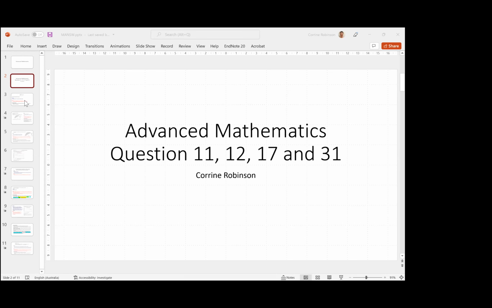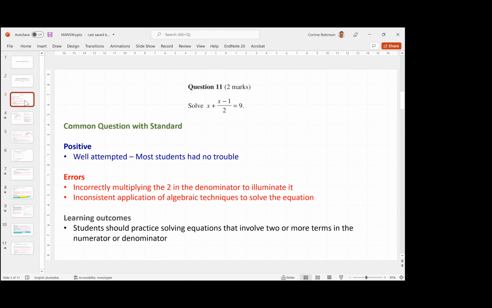So first I'd like to talk about question 11. Question 11 was a common question with the standard course. And from what we saw from the advanced candidates, it was well attempted and most students had no trouble at all. Some of the errors that we did see was an incorrect multiplying of the 2 in the denominator, possibly to eliminate it. So commonly we saw x plus x minus 1 equals 18 as an attempt to eliminate that 2.